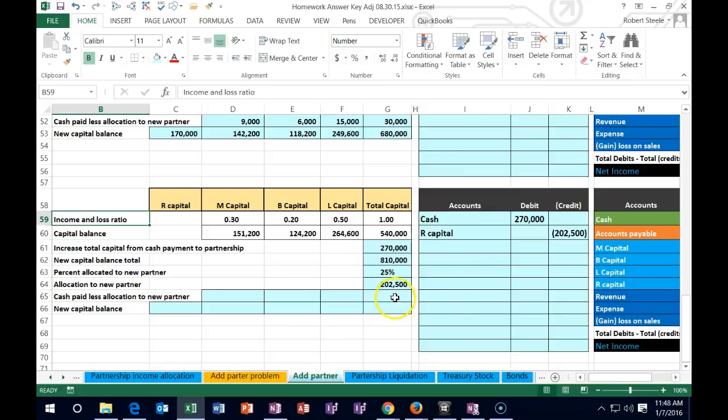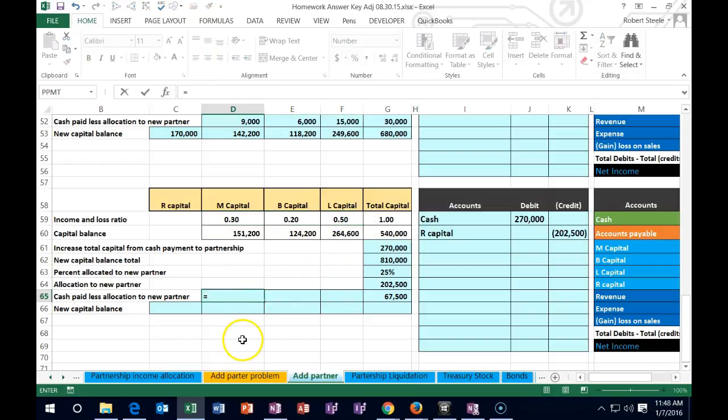If we go down here, we're going to have to make this adjustment. What will the adjustment be for? Well, R paid the partnership 270 minus what we're going to give R in terms of the capital, 202.5, which means that we've got 67.5. We're going to have to allocate that. That's our plug number, remember, that we need over here. We're going to allocate it to these 3 partners, M, B, L, by the partnership percent, 30, 20, 50. So let's do that. We're just going to allocate that out.